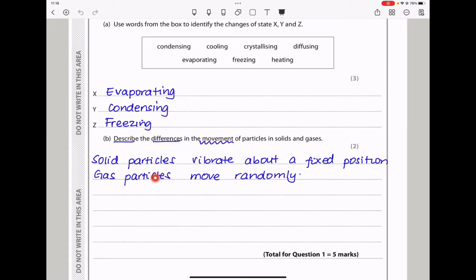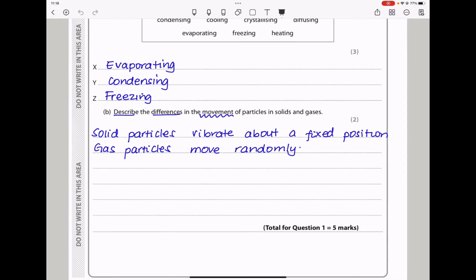The gaseous particles move randomly because they have more energy. However, you don't have to put a reason, just say they move randomly. So this brings us to the end of question 1. Let's continue to question 2.